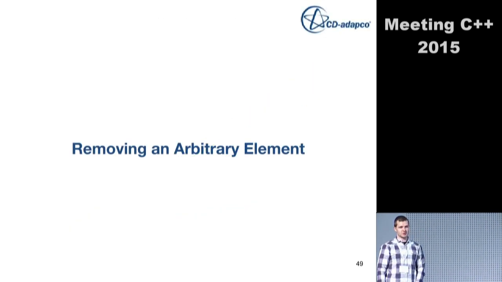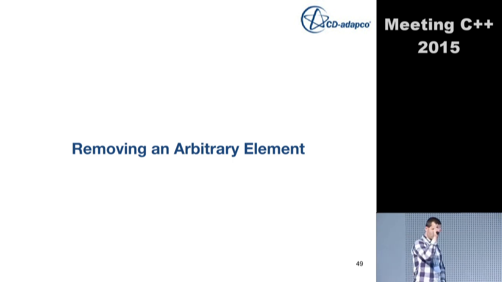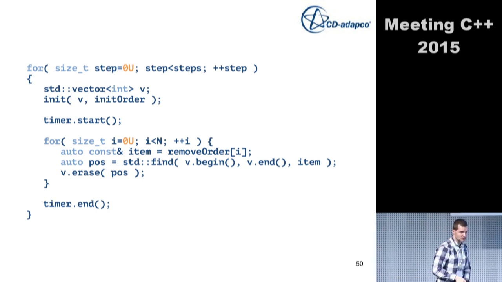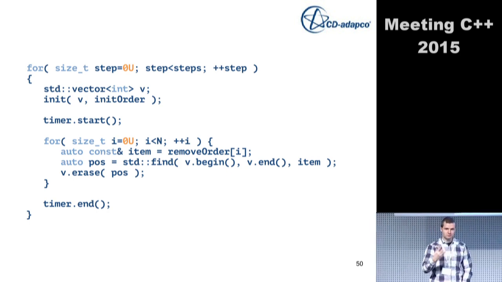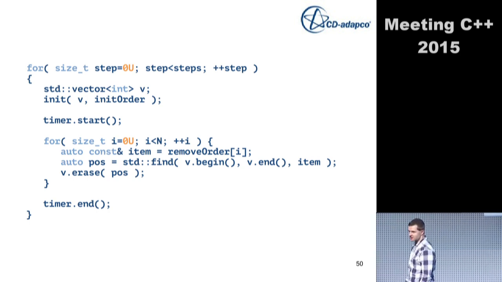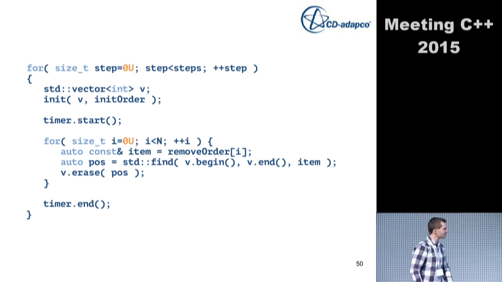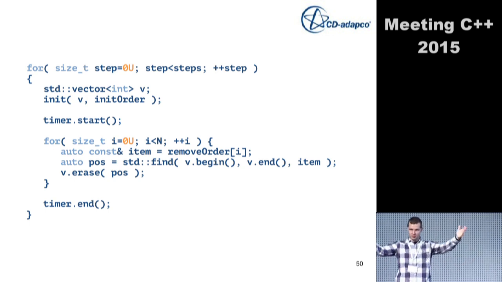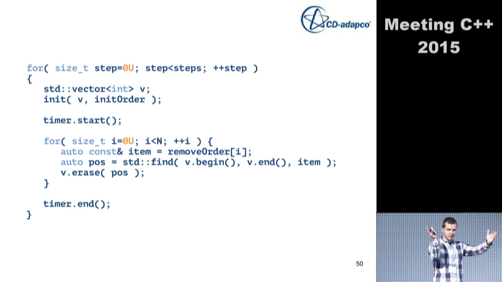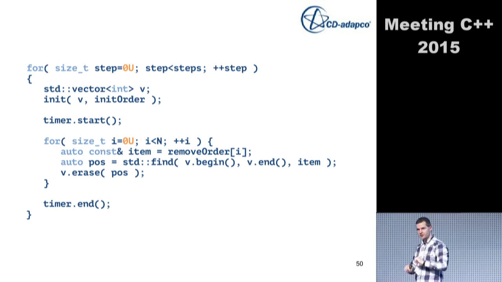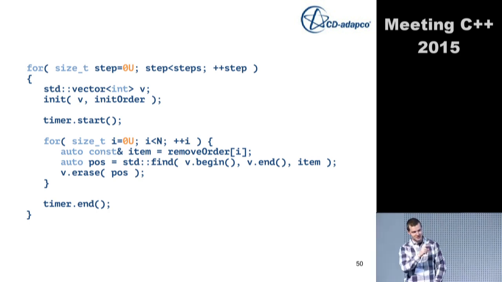Removing an arbitrary element means I just pick any one of these and I remove it from the collection. And of course, I want to do a benchmark. Erasing a single element is hardly measurable, so I basically decide I remove all of them. I start with a collection of n elements, and one after another, I remove all of them, but in an arbitrary order. I can pick any element first, any other element can be second.